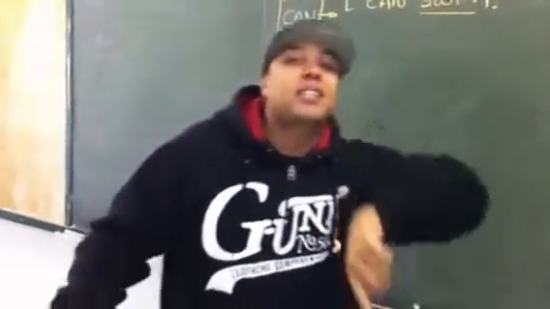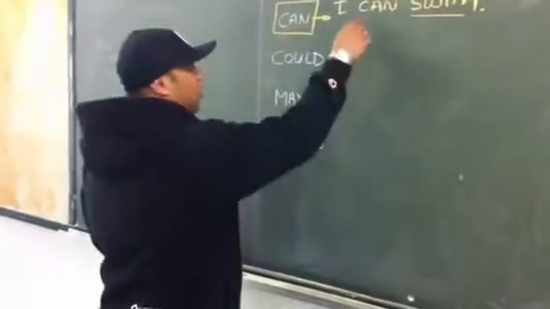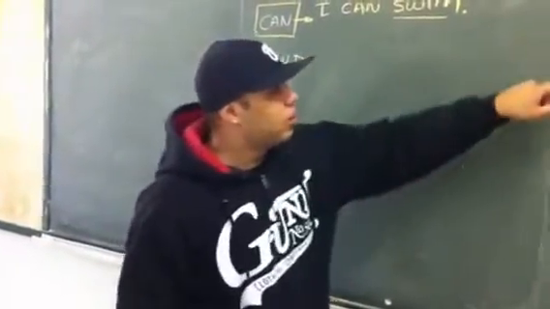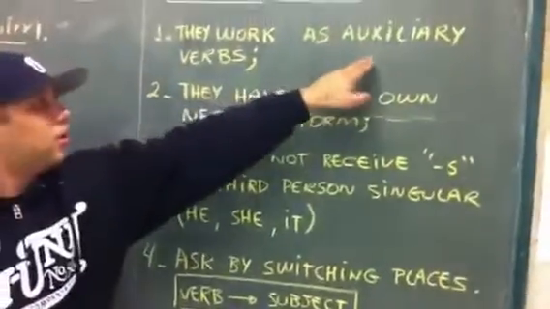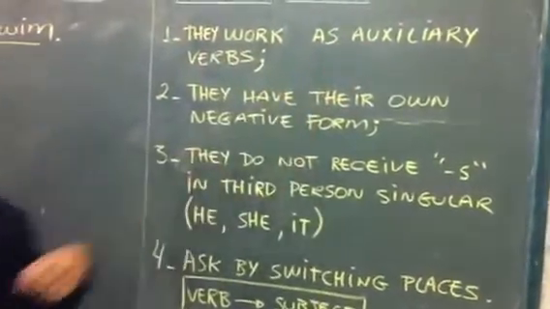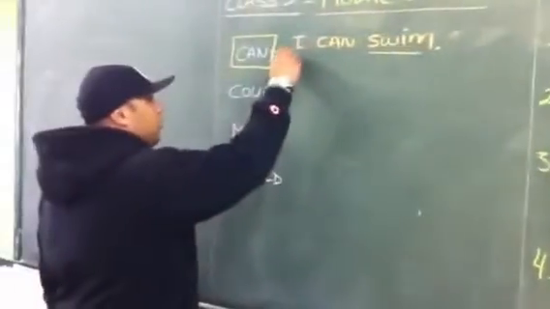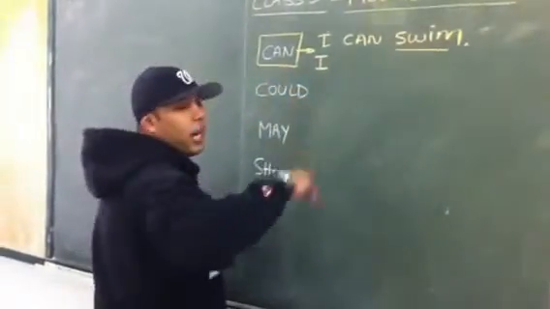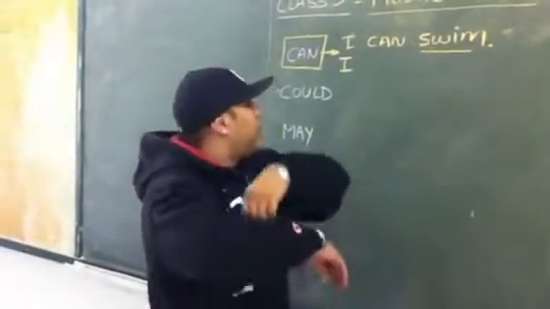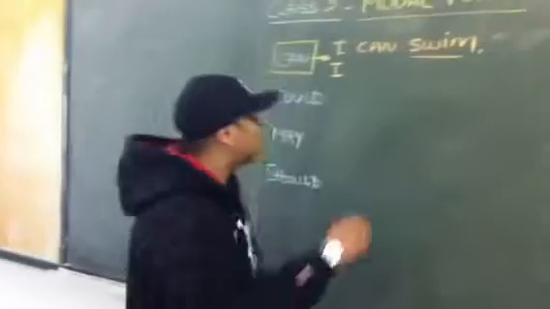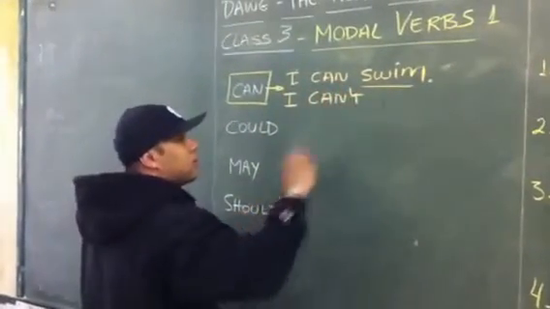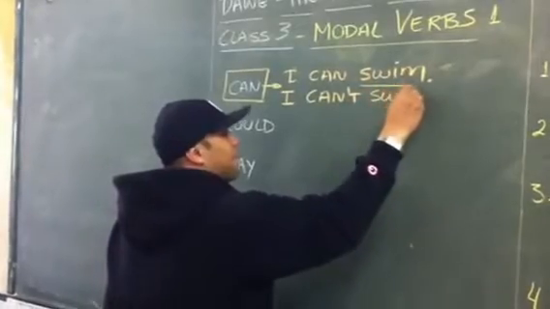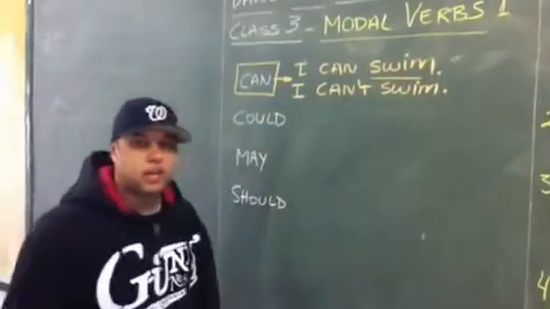And how do you make the negative sentence for that? As I said before, on rule number 2, they have their own negative form. So you don't need an auxiliary verb because they are auxiliary verbs. So instead of saying, I don't can, I didn't can, these things, you're not going to do it. You're going to say, I can't swim. As simple as that, okay?